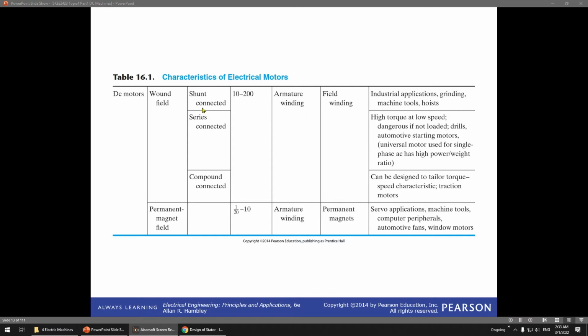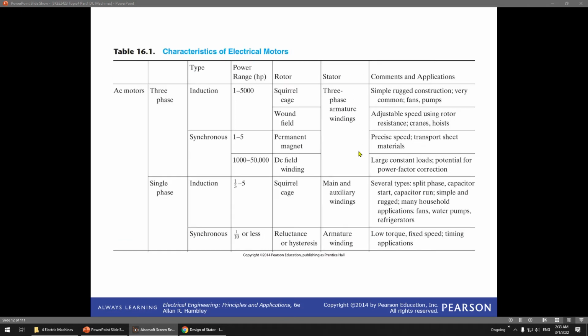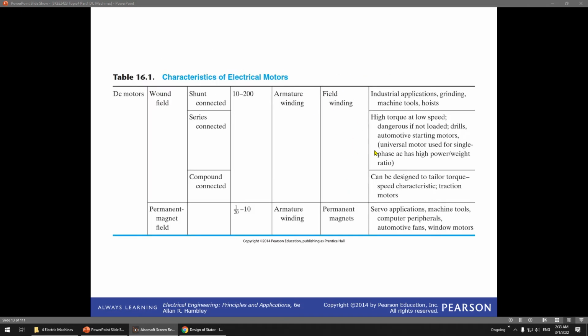For wound you have 3 types: shunt connection, series connection, or compound connection, which is a combination. For the rotor it is the armature winding, and for the stator you have the field winding. Armature winding is the winding at the rotor. Field winding is just to create a magnetic field. Make sure you know the application: industrial applications, grinding machines, or hoists. Series connection is for high torque, low speed.